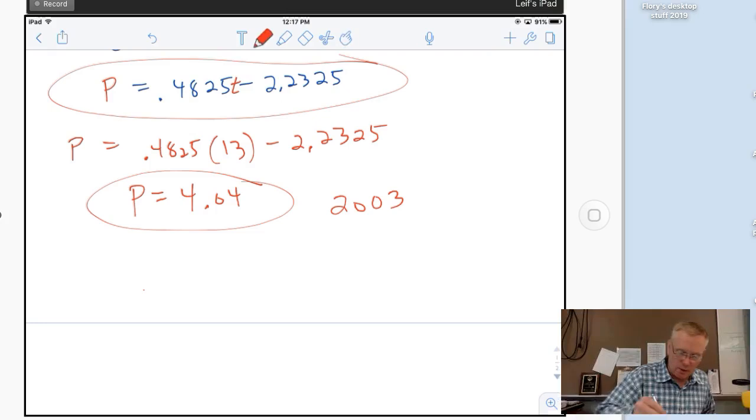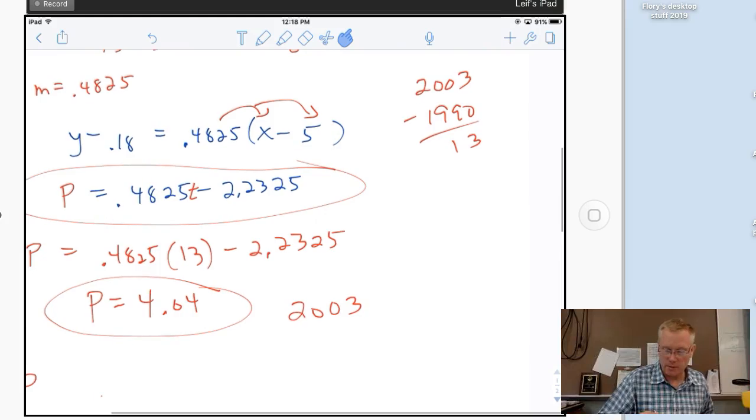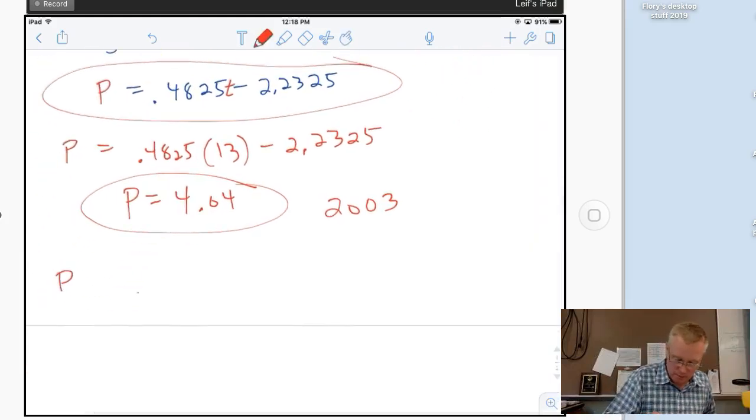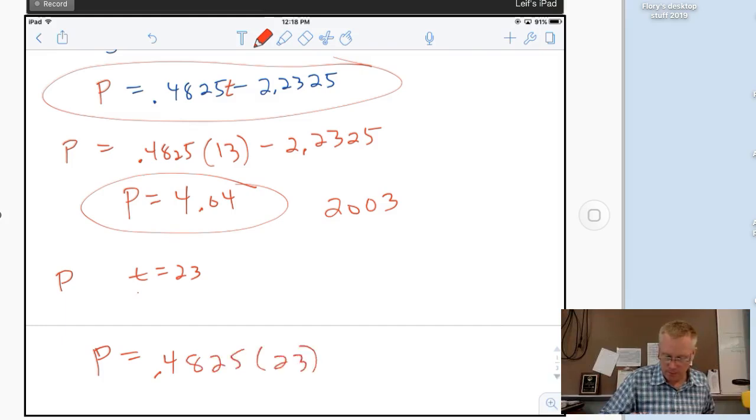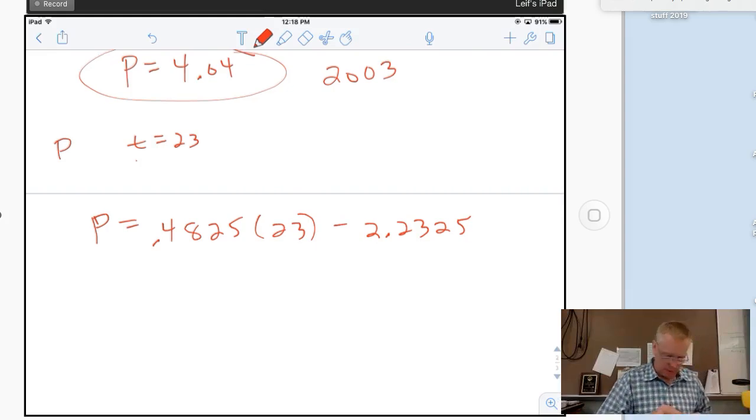And if I take that same equation and I plug in, the second one was 2013, so that means if 2003 was 13, this one will be 23 for t. P will equal 0.4825 times 23 minus 2.2325. And when you punch that into my calculator, 0.4825 times 23 is 11.0975 minus 2.2325. I get my answer of 8.86. And that's it.